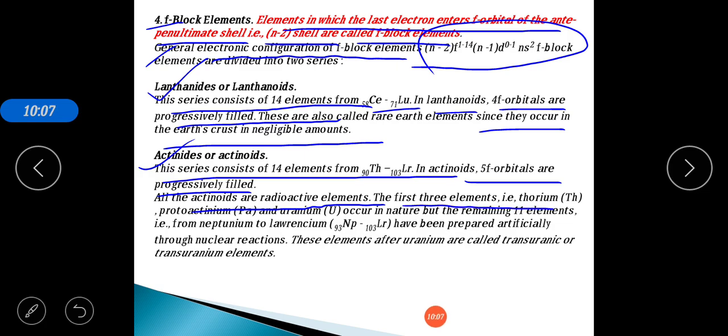The first elements, thorium, protactinium and uranium, occur in nature, but the remaining 11 elements from neptunium to lawrencium have been prepared artificially through nuclear reactions. These elements after uranium are called transuranic or transuranium elements.